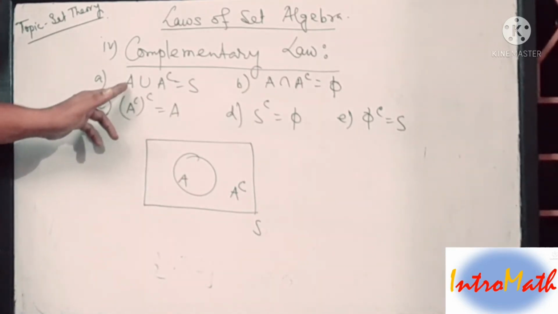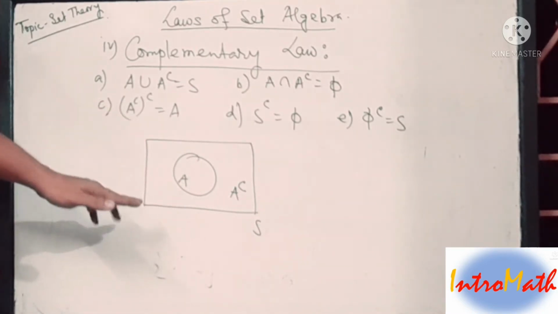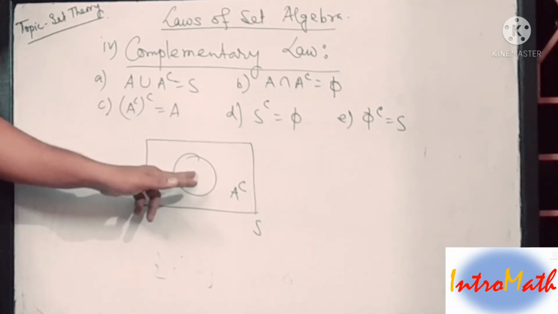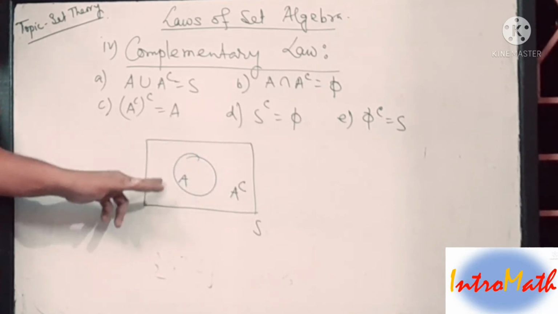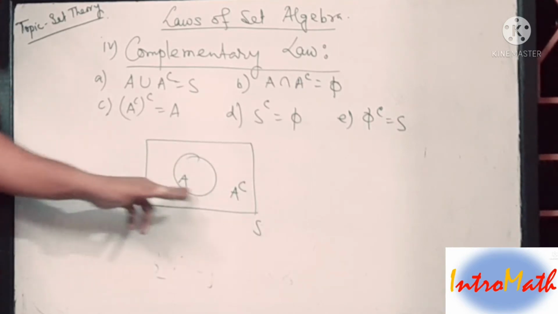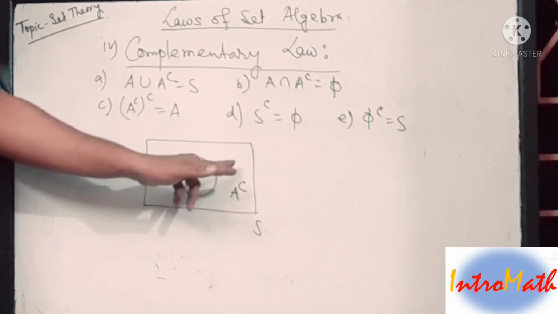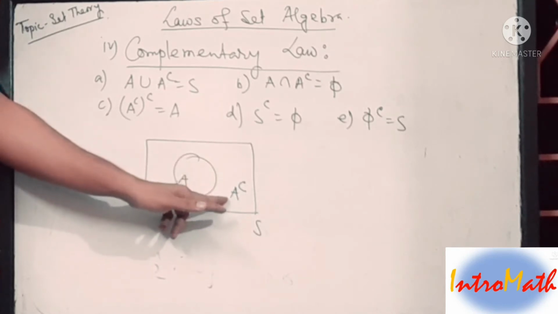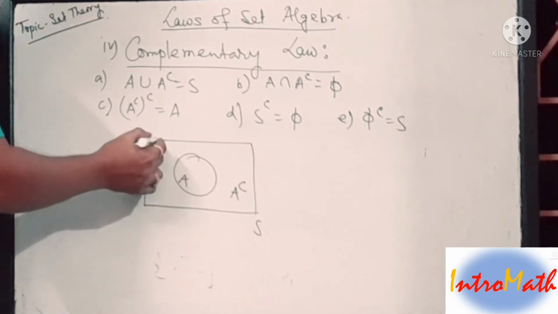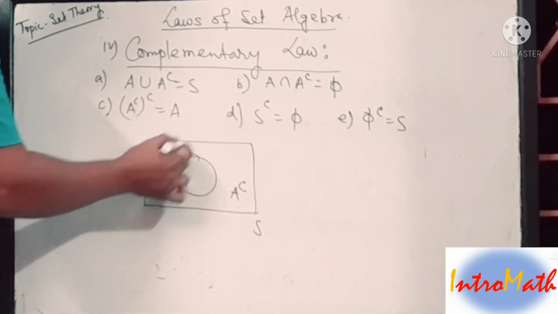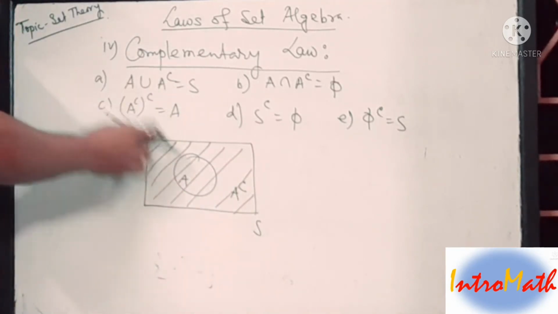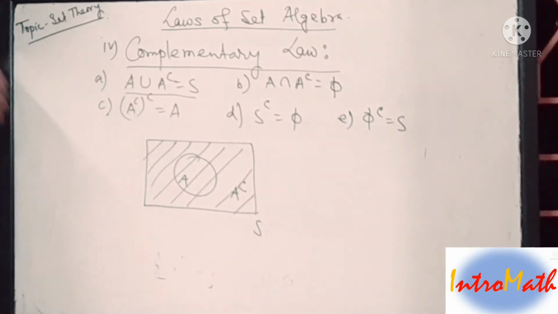Now the first one, A union A complement. Look at this diagram. This is the whole set S, and this is the set A. The elements which do not belong to A belong to A complement. So this set outside A is A complement. If we take the union of these two sets, we will get the whole set S. We prove the law here.